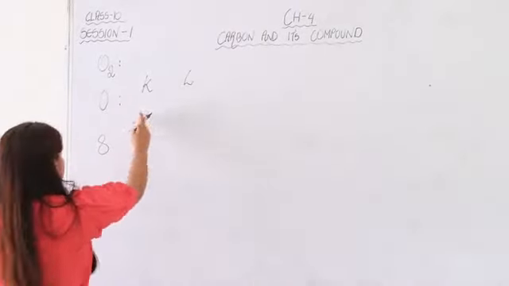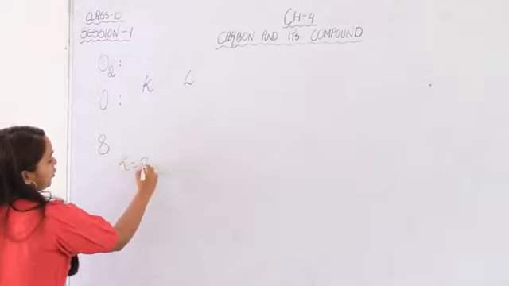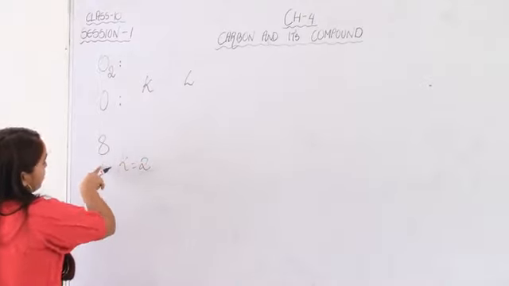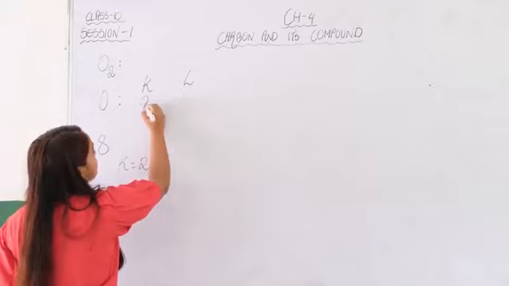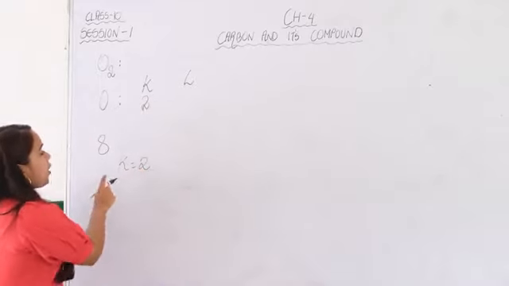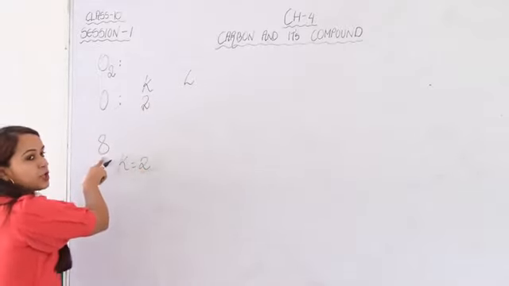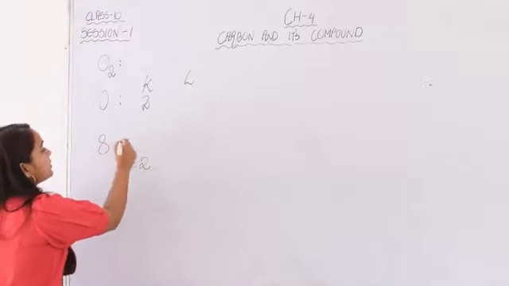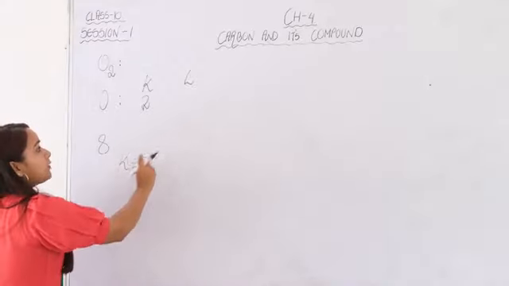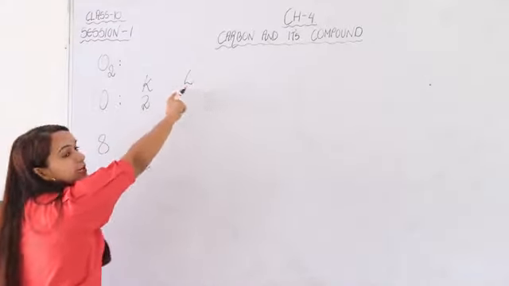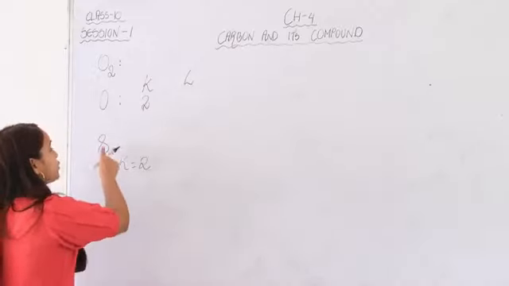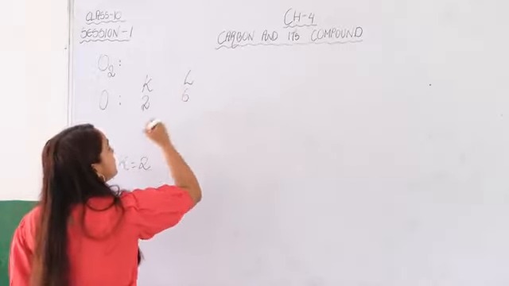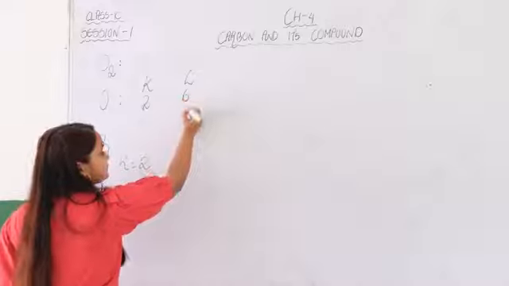So we know that in the K shell only 2 electrons can be accommodated. So out of 8, 2 electrons go in the K shell. Now from these 8 electrons, how many electrons are remaining? 6 electrons are remaining. And we know that in the L shell, 8 electrons can be accommodated. So easily in the L shell, 6 electrons will be placed.